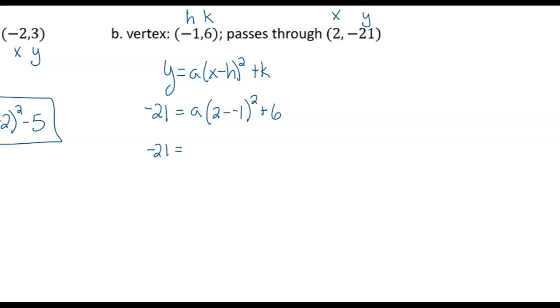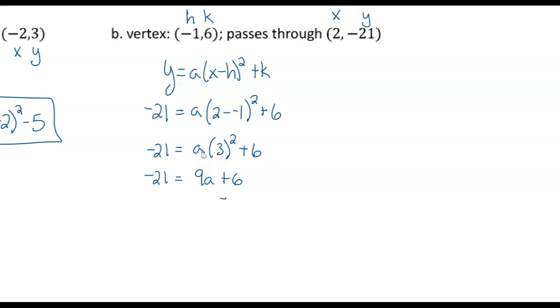Then we simplify our parentheses. 2 minus -1 is the same as 3. So it's 3 squared plus 6. 3 squared is 9, so that's 9a. Remember, you cannot just add this 9 with the 6. The 9 is attached to the a.